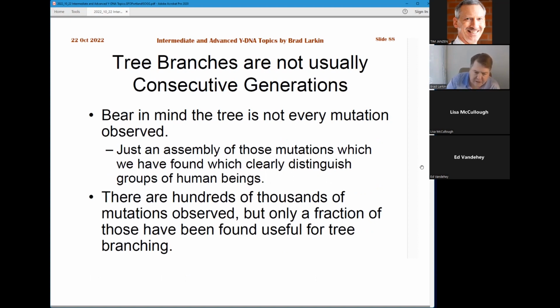When we do the phylogenetic tree for SNPs, typically they're not consecutive generations. It's really an assembly of the mutations, and there are often hundreds of thousands of mutations observed. Only a fraction of those have been found useful for tree branching.